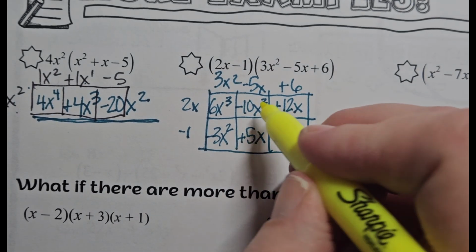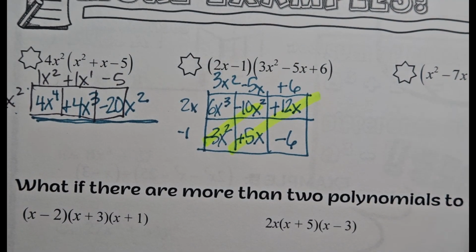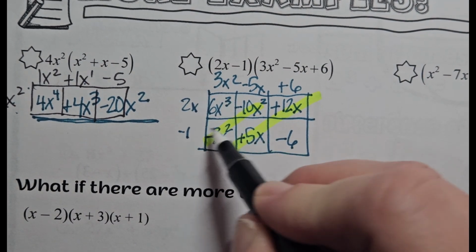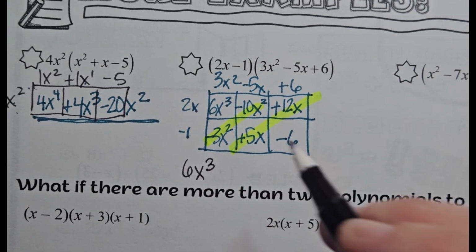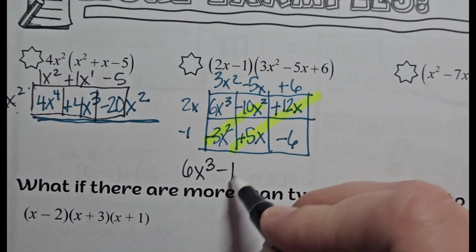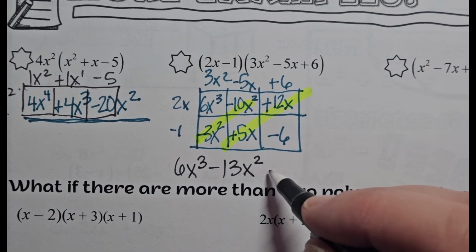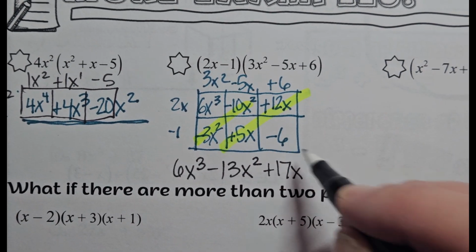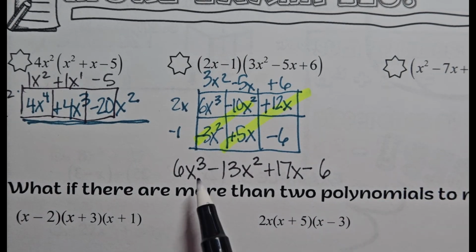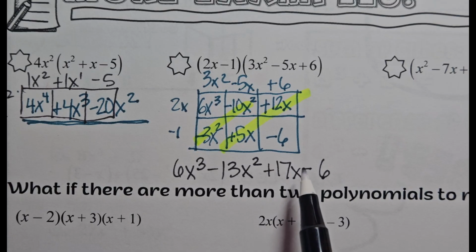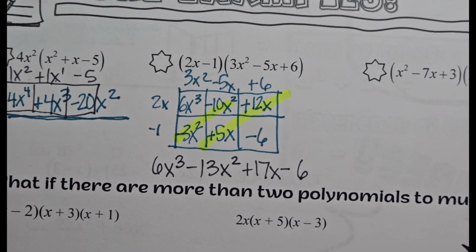So we find our like terms lined up across the diagonal, combine them together. Again, just put it in standard form. So start with the highest exponent and then work your way across. Negative 3 and negative 10, negative 13x squared. 5x plus 12x is 17x, and then minus 6. So notice how our final answer has an x cubed, an x squared, an x, and a number term. And none of the like terms are left.